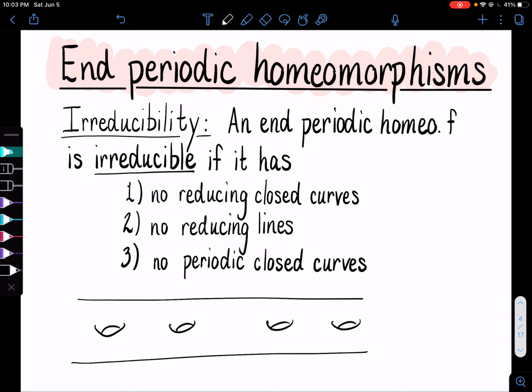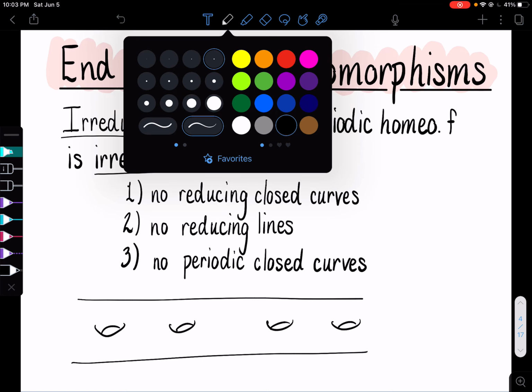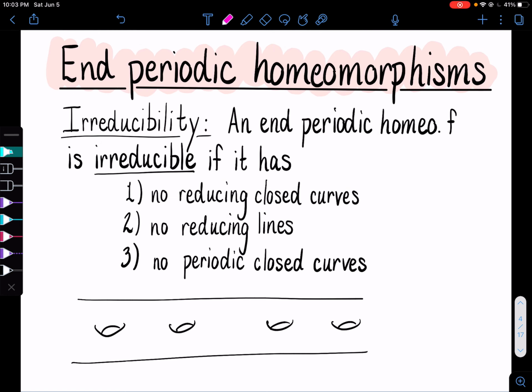And I'm going to consider a curve, say that we have a reducing curve would be a curve that comes in from the end and then just moves through my surface. So for example, a curve like this that just moves in one side and out the other. So it moves from a repelling end to an attracting end. That would be a reducing closed curve.